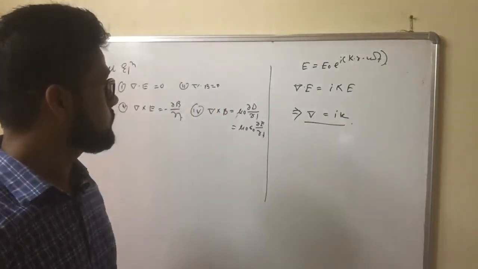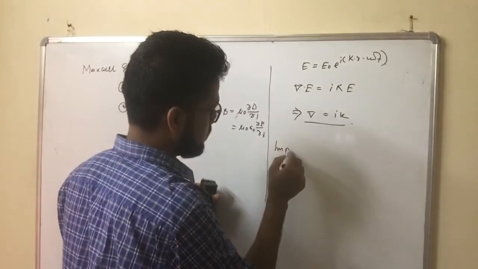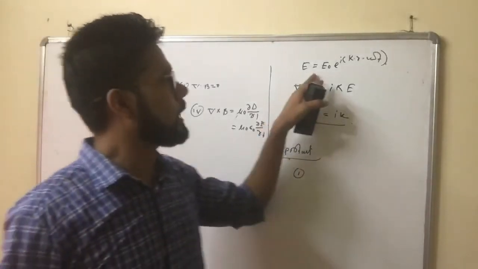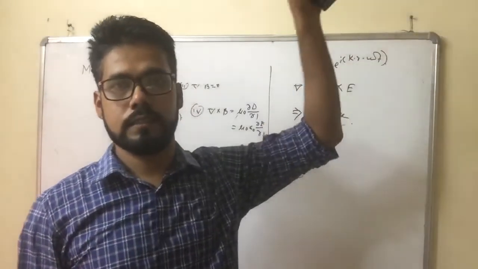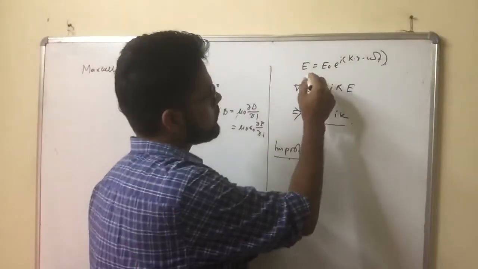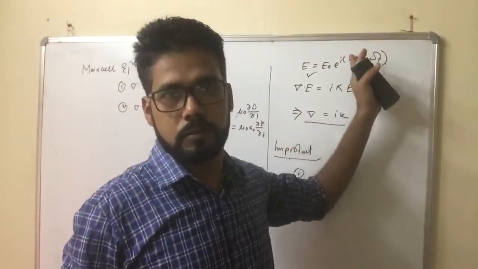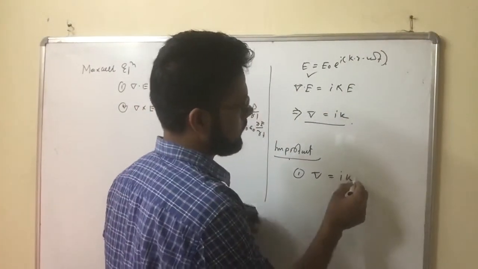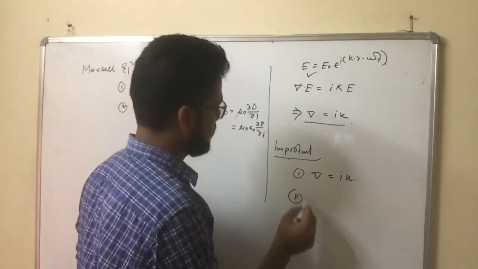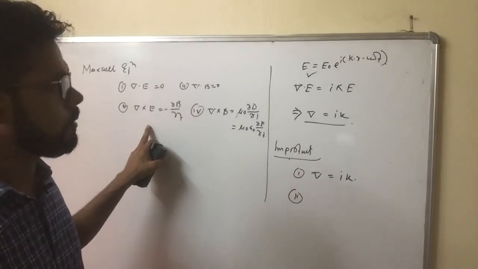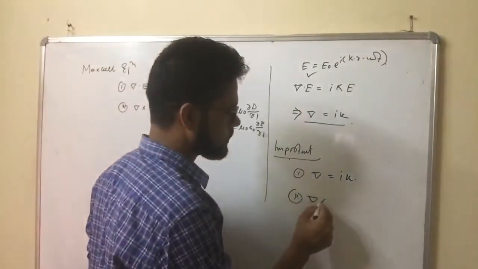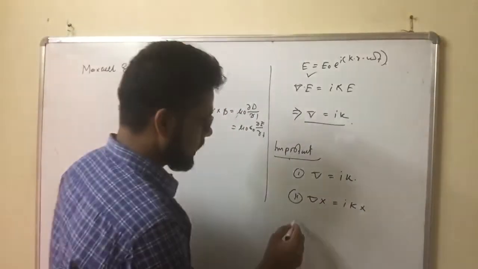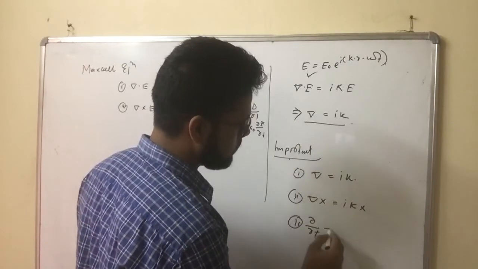Why am I giving you this? An important point: in the exam we don't have time to take the differentiation and do the curl. The solution may be in phasor form, or in cos, or in sine, whatever it is. So you always replace del with ik. Similarly, if you take the curl of this equation, you get del cross equal to ik cross. This is the short formula I am giving you, and I will verify it. And del by del t equal to minus i omega.